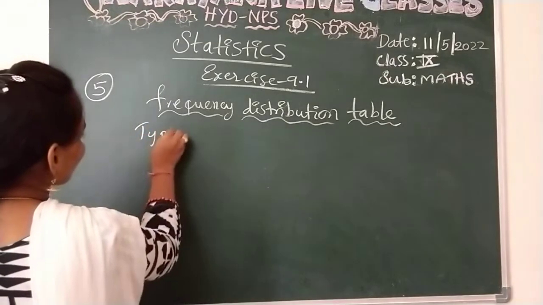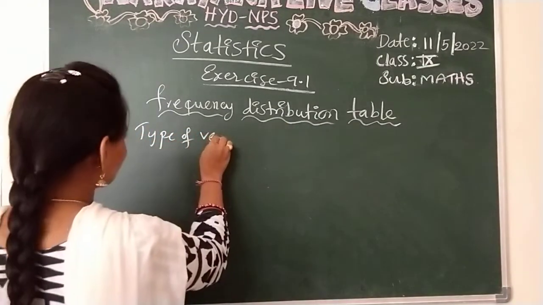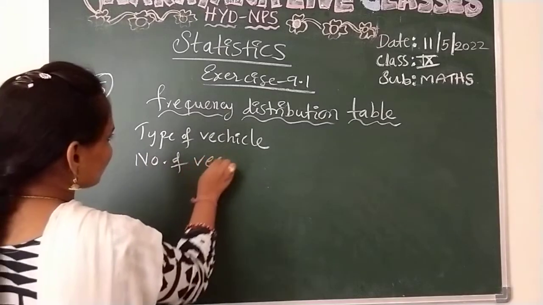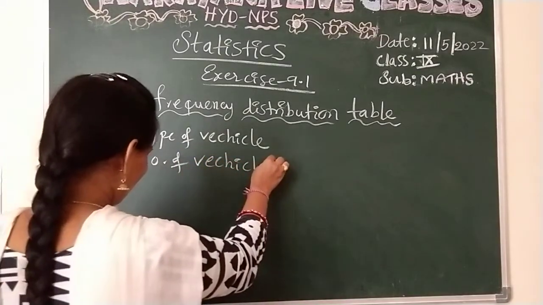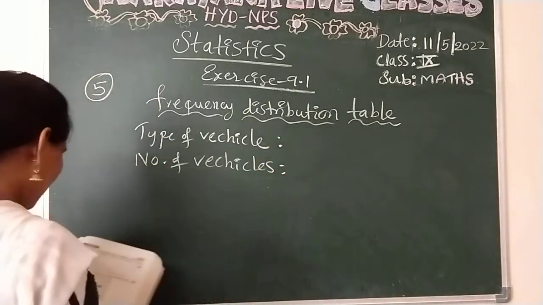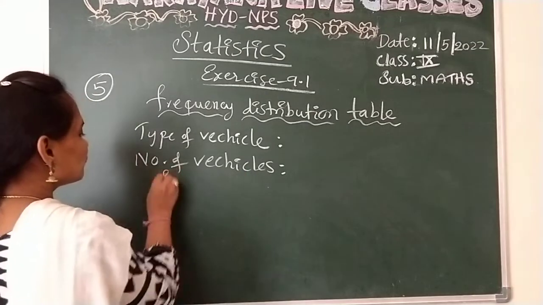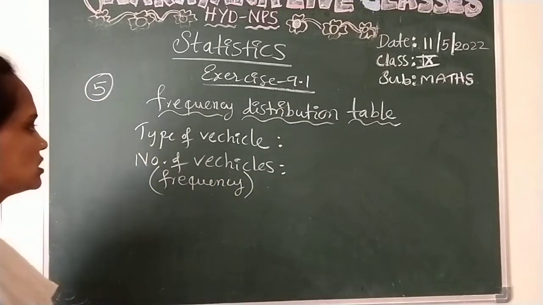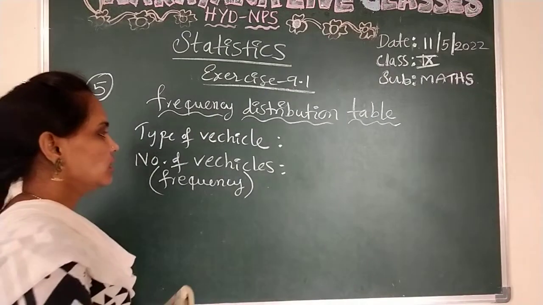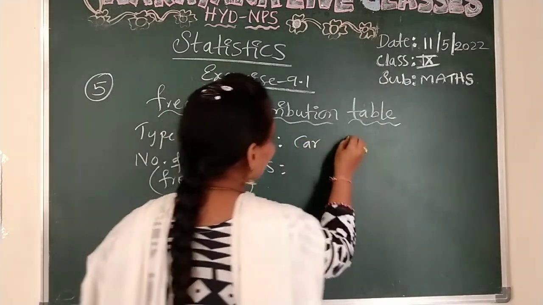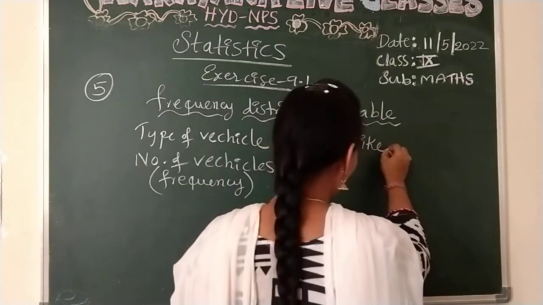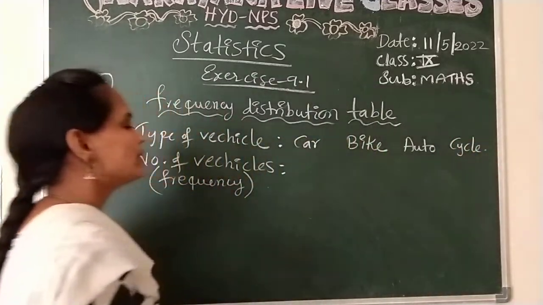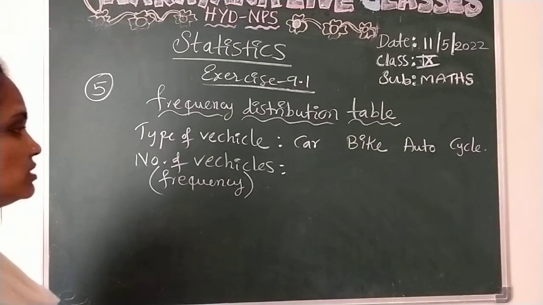Type of vehicle and number of vehicles. Number of vehicles we can consider as frequency. So type of vehicle is the name of the vehicle. Here car, bike, auto, cycle are given. Car, bike, auto, cycle. Number of vehicles, that is frequency.